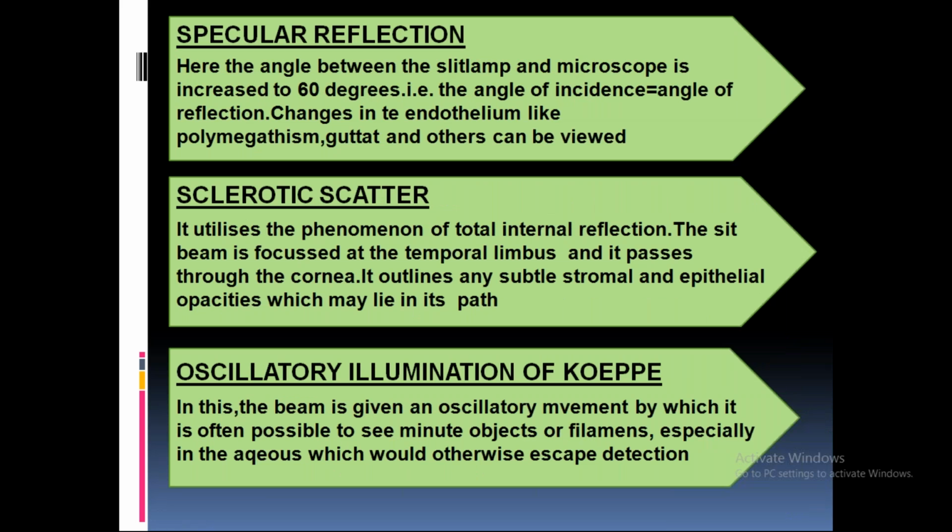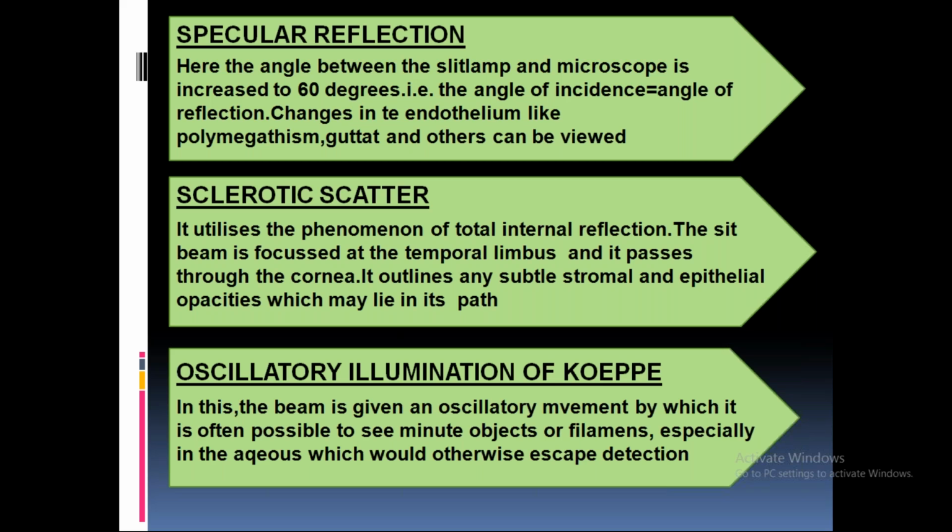Specular reflection: here the angle between the slit lamp and microscope is increased to 60 degrees. The angle of incidence is equal to the angle of reflection. Changes in the endothelium like polymegathism, guttae, and others can be observed. This is the advantage of specular reflection.